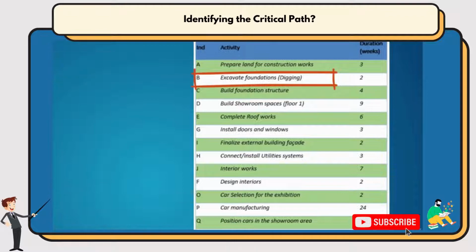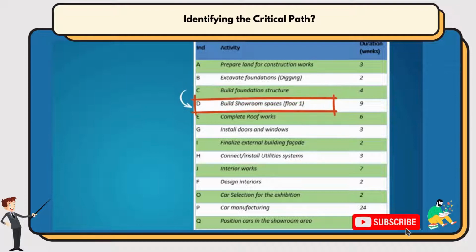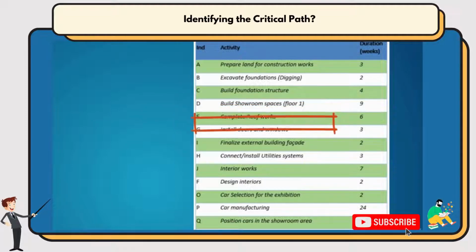So, excavate foundations follows prepare land for construction works. Build foundation structure follows excavate foundations. Build showroom spaces follows build foundation structure, and so on. The majority of these are logical dependencies. But remember, there can always be resource, external, and soft dependencies to consider.